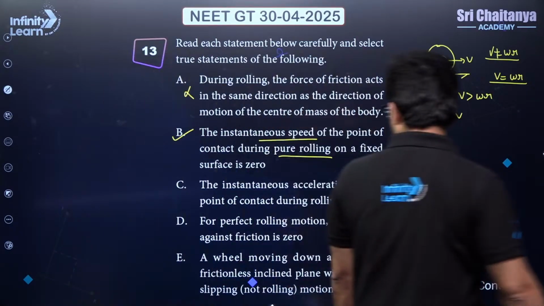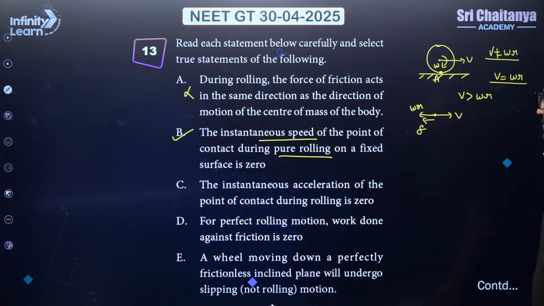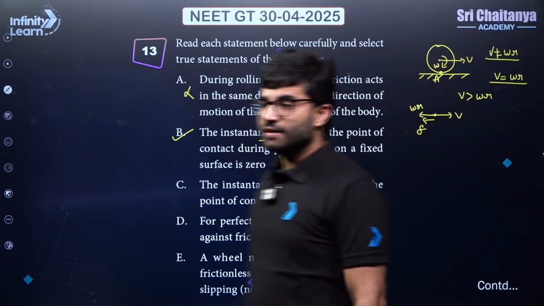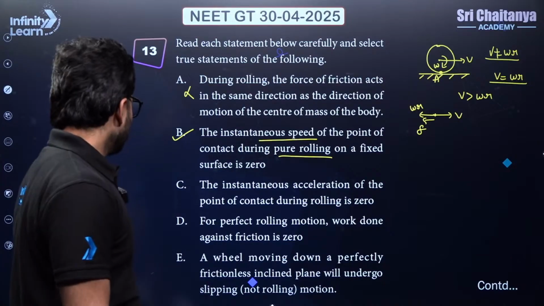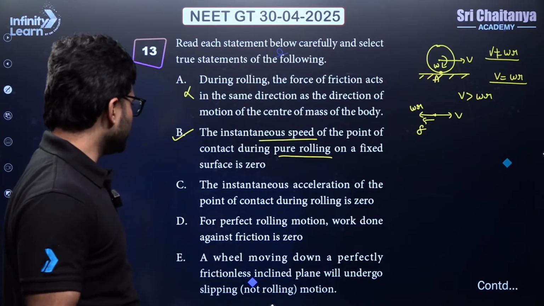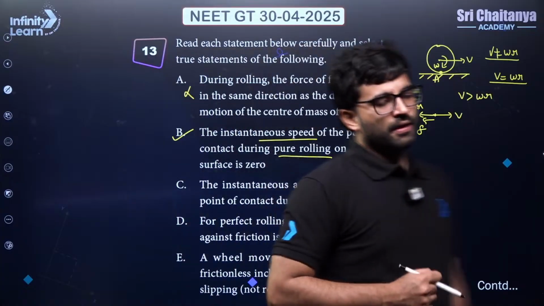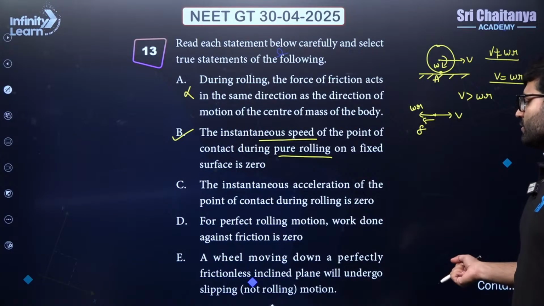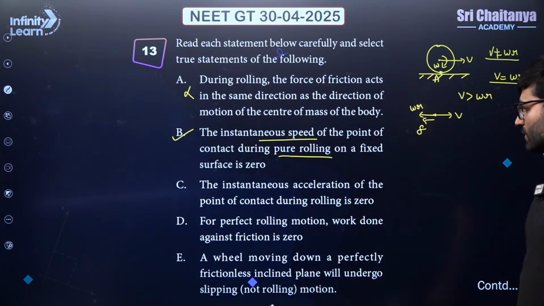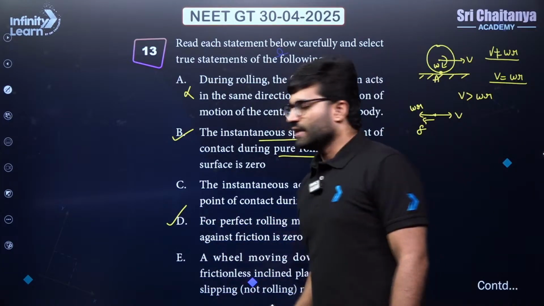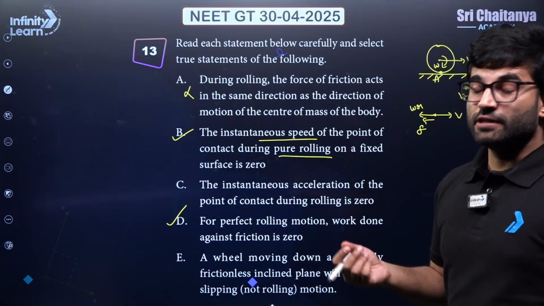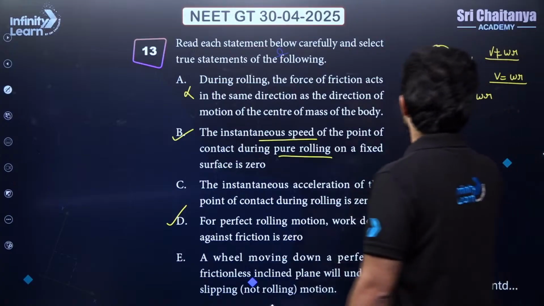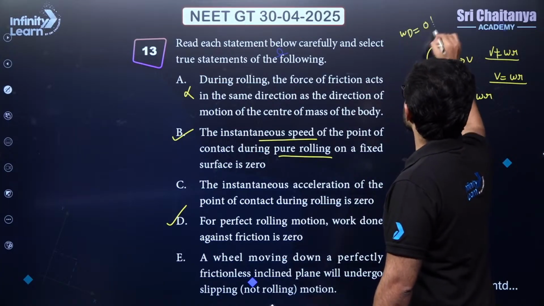The instantaneous acceleration of the point of contact during rolling is 0. Not necessary that it is 0. It is written rolling, not pure rolling. Again, for D, for perfect rolling motion, which is nothing but pure rolling, the work done against friction is 0. That is correct, because in pure rolling, that point is not being displaced. And if this point is not being displaced, the work done would always be 0 because the displacement is 0.